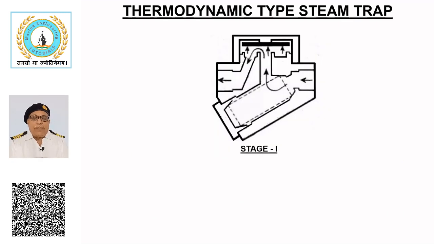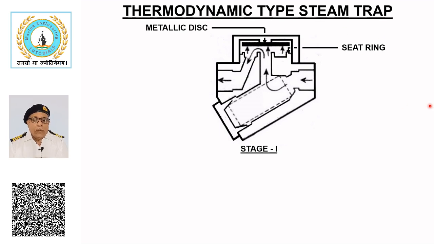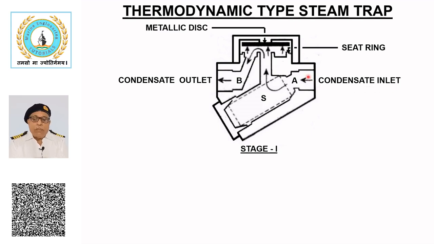Thermodynamic type steam trap. This sketch shows a thermodynamic type of steam trap which uses the pressure energy of the steam to close the valve. It consists of a metallic disc which rests on the seat ring when the valve is closed. Condensate enters from A, passes through strainer S, lifts the metallic disc and leaves from B. It continues as long as condensate enters.